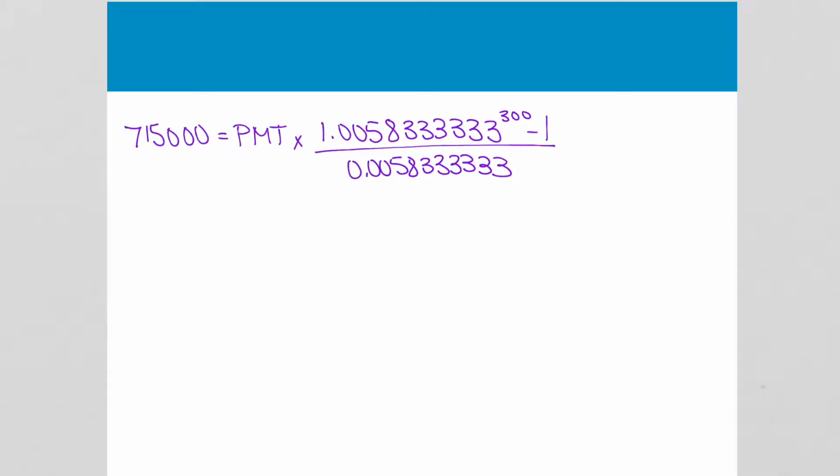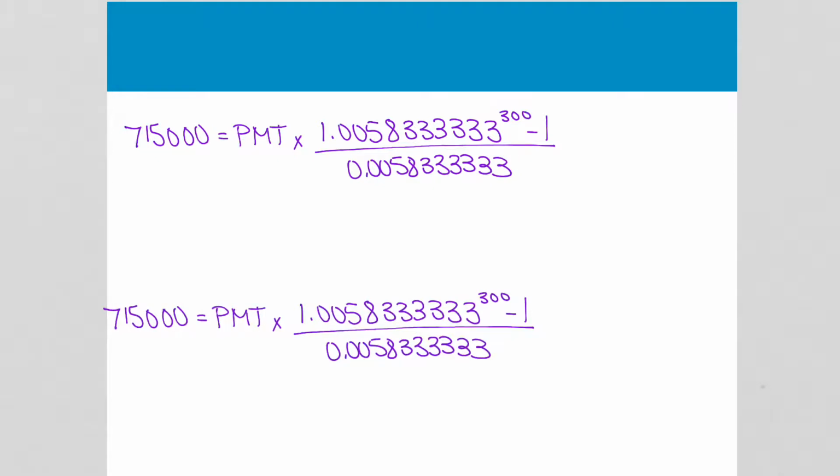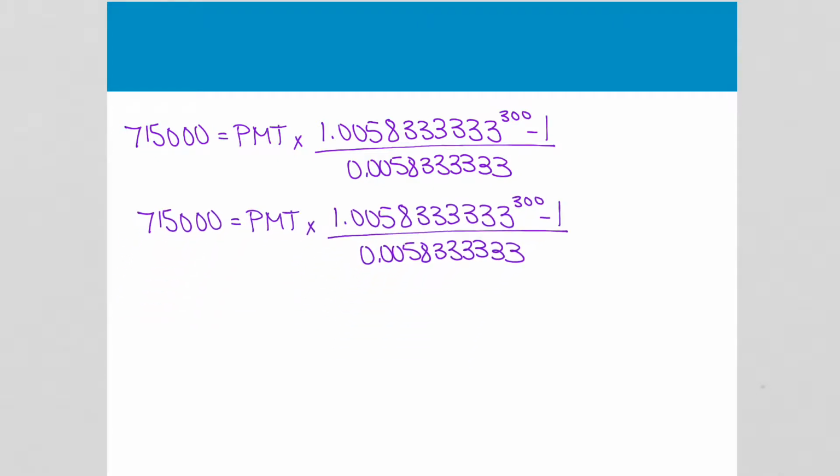Okay, so a second. Save the writing there. I'm going to subtract 1 from, or I'm going to raise that to the 300th power and subtract 1. So 1.0058333 to the 300, and then minus 1.